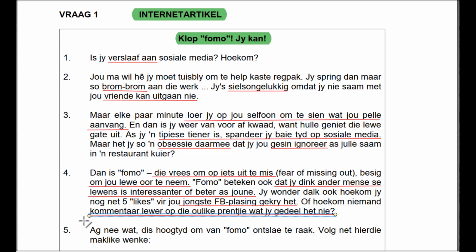Of hoekom niemand kommentaar lewer op die oulike prentjie wat jy gedeel het nie. FOMO also means that you are constantly worried about why no one's commented on the cute picture that you just shared. Gedeel, that is shared.